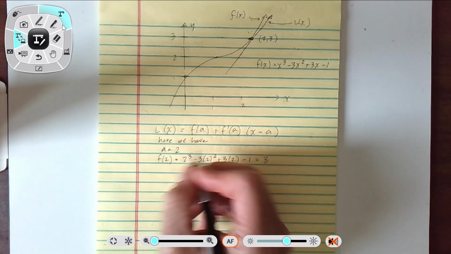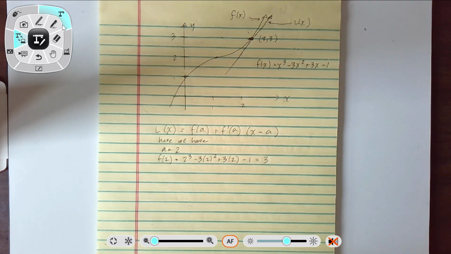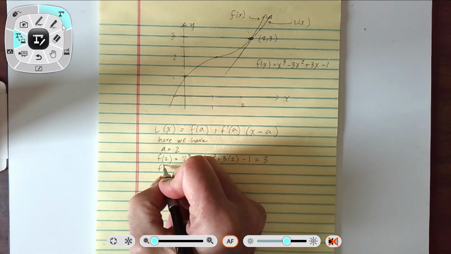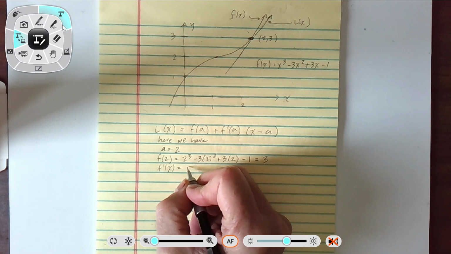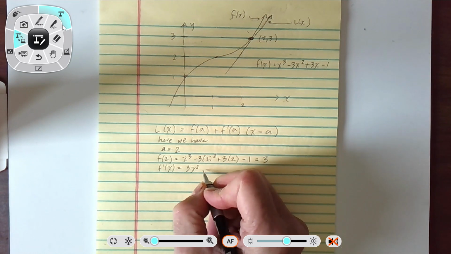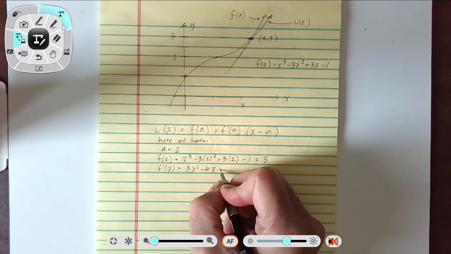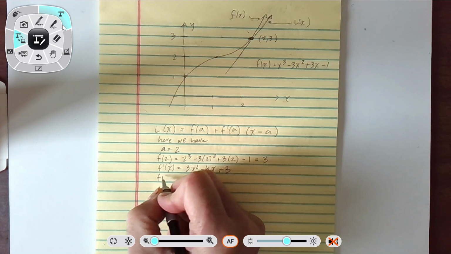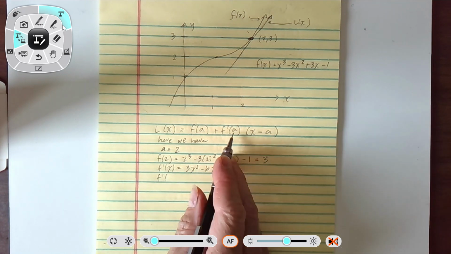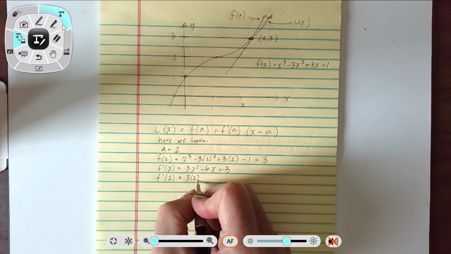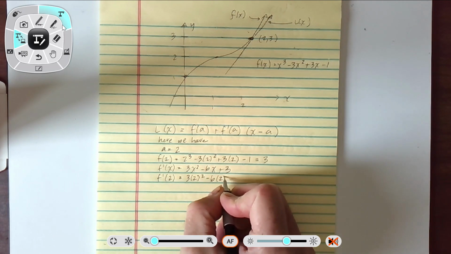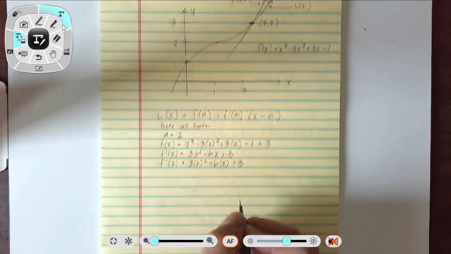Now let's see, f prime of 2. What we want there is the slope at 2. So how do we do that? Well, we first need to know f prime of x. Taking the derivative of that polynomial is fairly straightforward: 3x squared minus 6x plus 3. So f prime of 2, since a is 2, is 3 times 2 squared minus 6 times 2 plus 3.